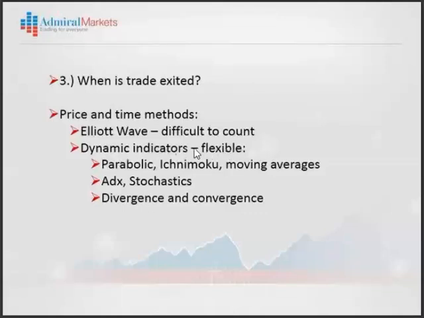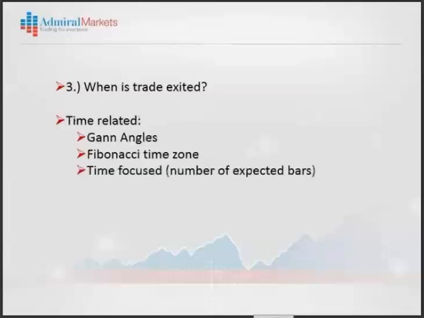Dynamic indicators are more flexible, right? For example, a parabolic is possible. I don't use it myself. I use more moving averages, but Ichimoku is possible, and ADX is quite interesting information, and the divergence and convergence, of course. If we have divergence, that might be a good place to take your profit because we can expect some pause or retracement. Mind you that many people try to trade the opposite direction once they get divergence. That's a trickier skill, but taking profit is always something that is recommendable, I think. Okay, so this is when is the trade exited, price and time.